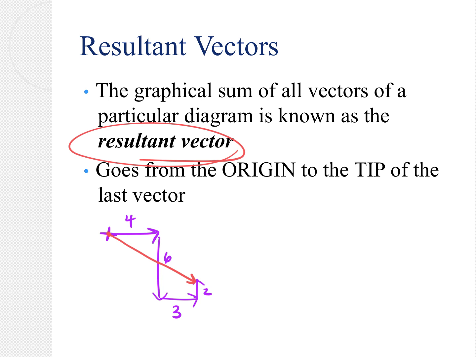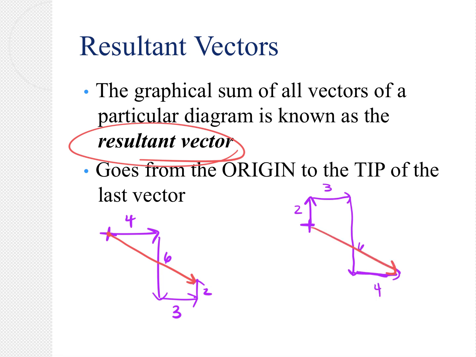Now, let me demonstrate here. It does not make a difference the order in which we add our vectors. Let's say, I'll go backwards this time. I'll go north 2, east 3, south 6, and east 4. Okay, I didn't draw them exactly to scale, but look at my resultant.